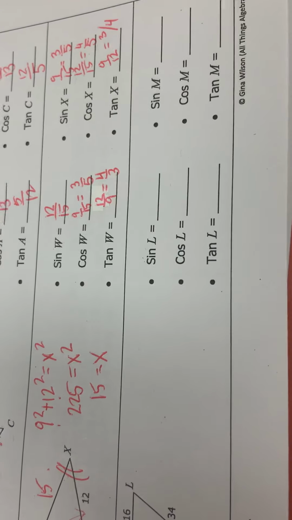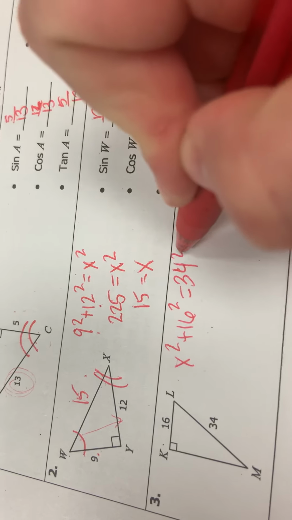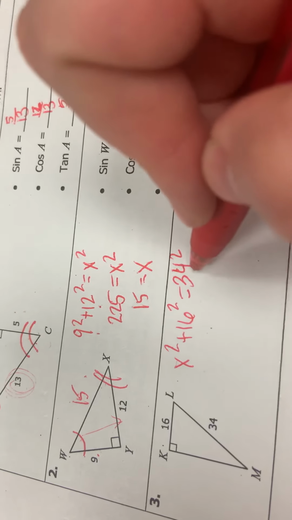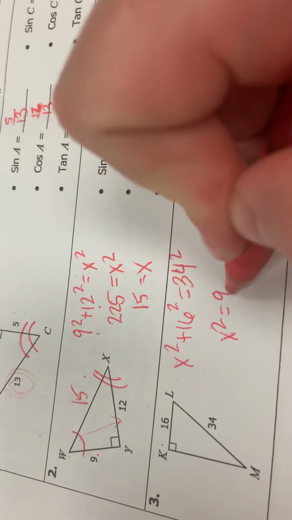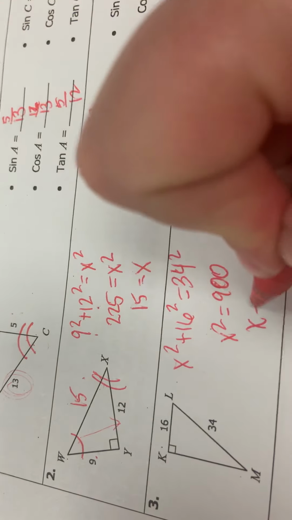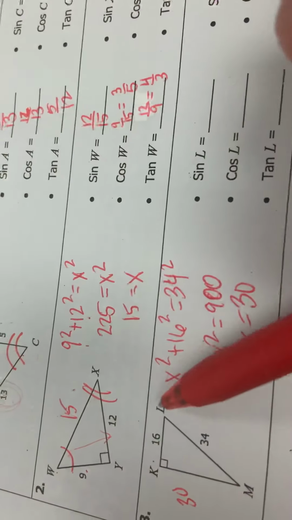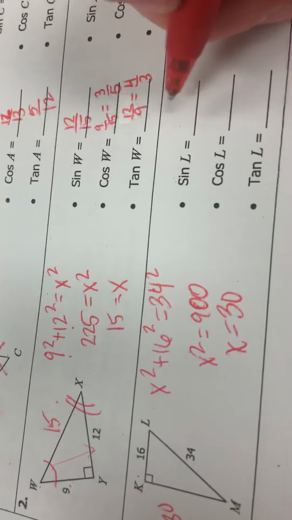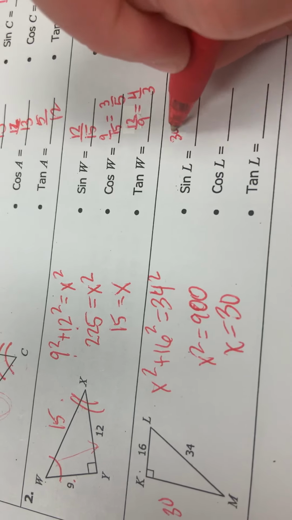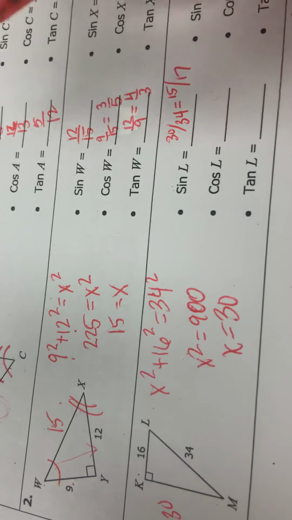I'm just going to go through this real quick. To find the last side, you say x squared plus 16 squared equals 34 squared. Subtract 16 squared from 34 squared. You're going to get x squared equals 900. So x equals 30. And when we do the sine of angle L, we're doing the opposite over hypotenuse. The opposite over hypotenuse is 30 over 34. Divide each by 2 and you get 15 over 17.